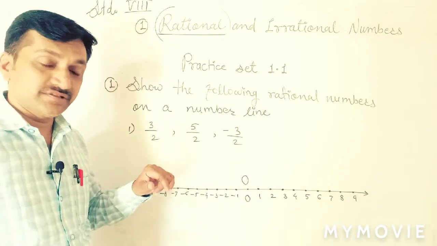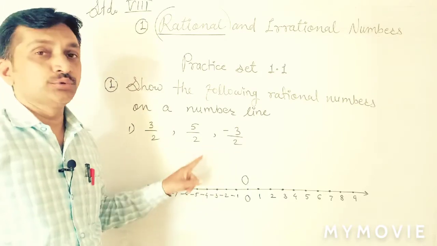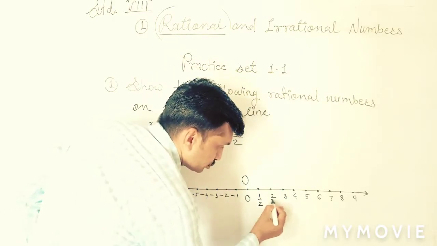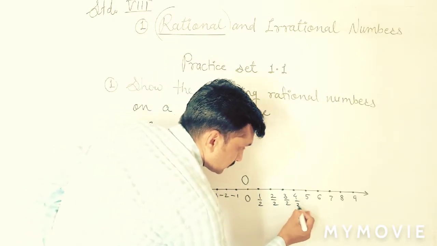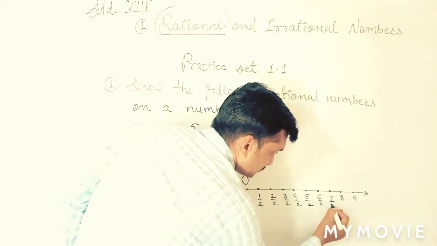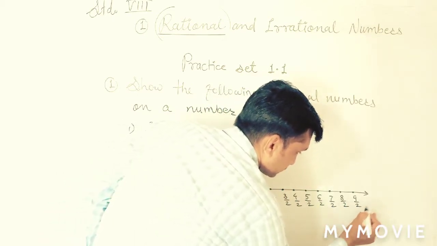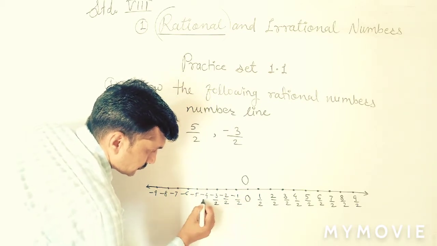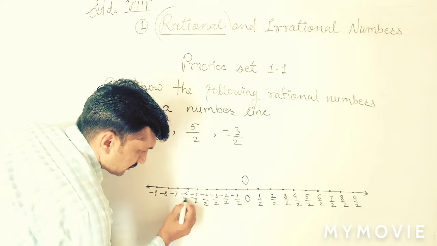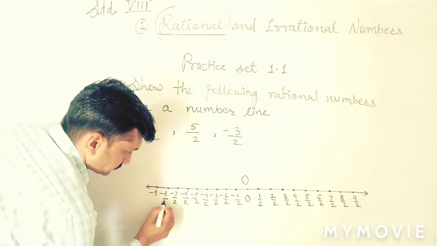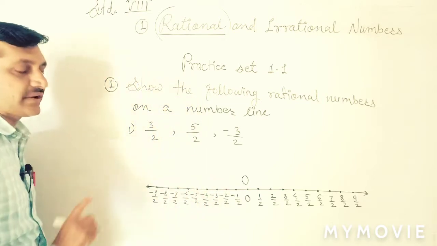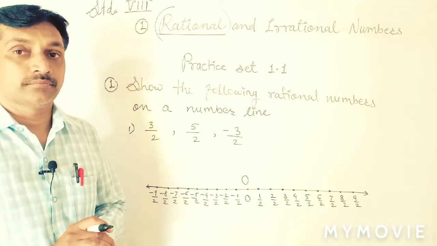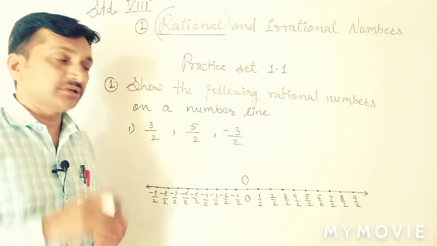Now, next step, what is the denominator here? 2. Then divide by 2 to all. Divide by 2 to each. Do like this for each number. This side also. Divide by 2. You will get the number automatically. All these are fractions. We drew them, but which number do you want? That only we have to represent.